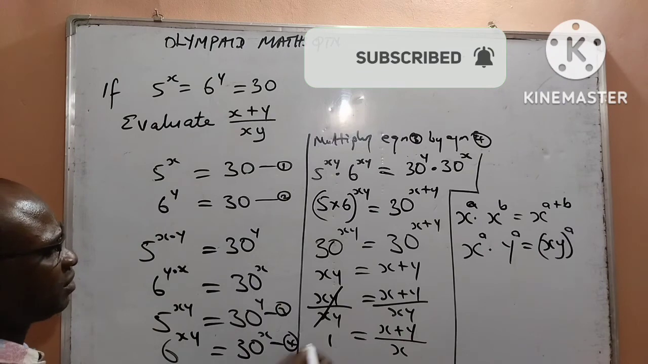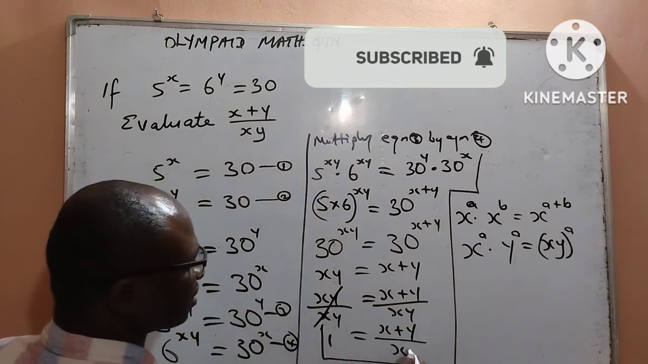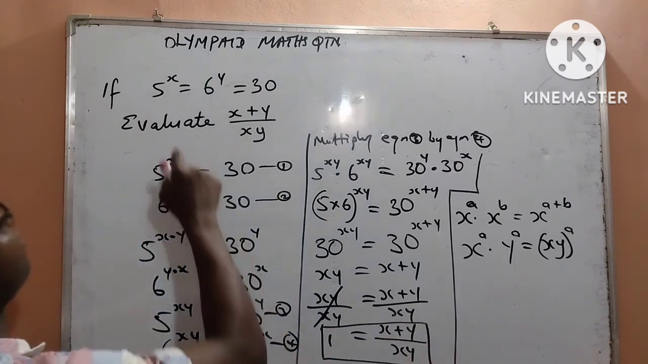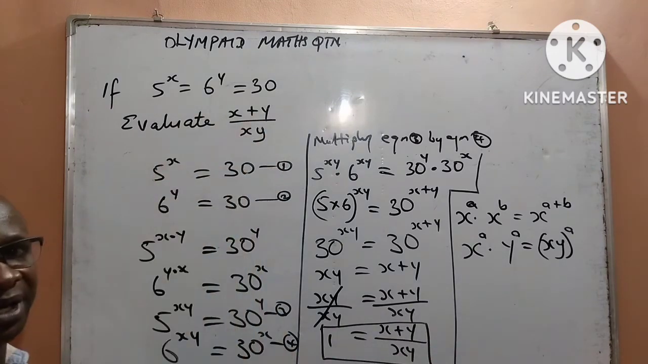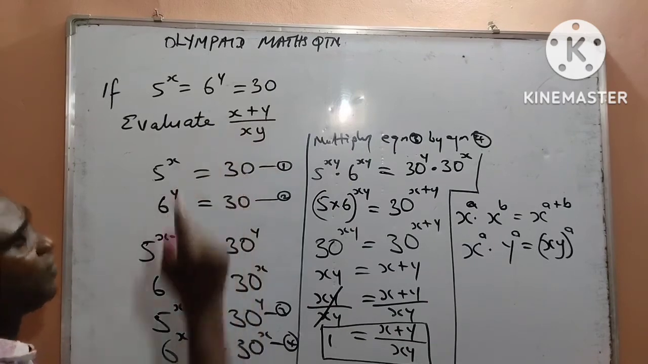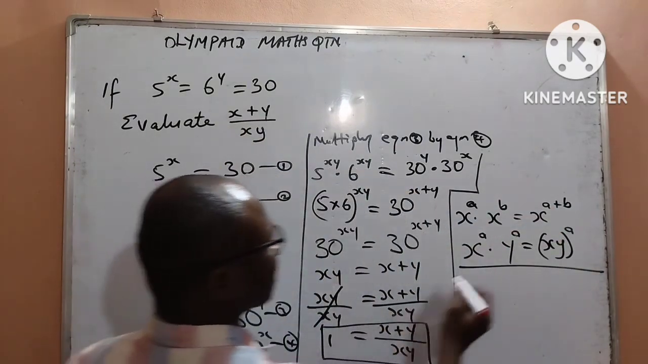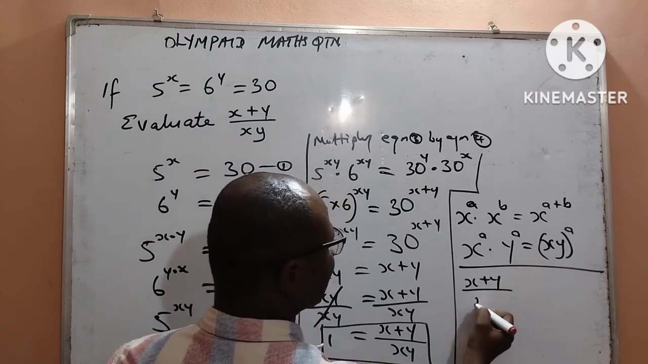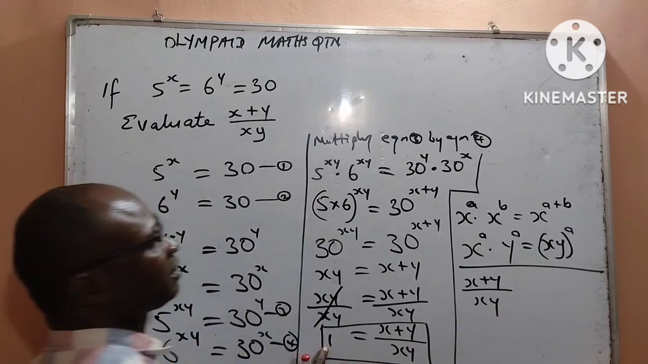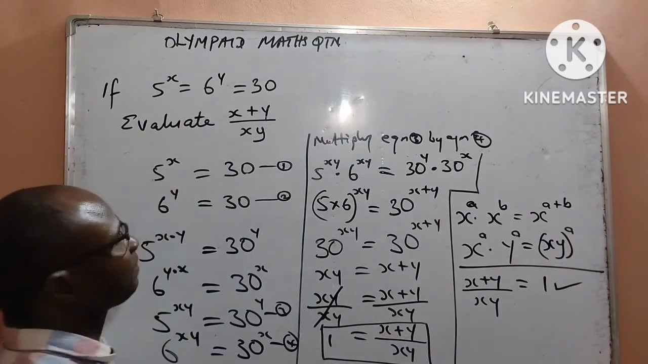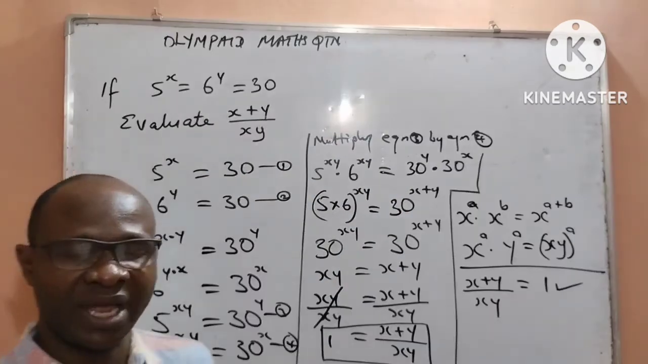And what does that mean? It implies, this is xy. Alright, it means that therefore, that from what the question has asked me to evaluate, which is x plus y all over xy, is what I have gotten in my answer, that x plus y all over xy from the left hand side is equal to 1. This is our answer.